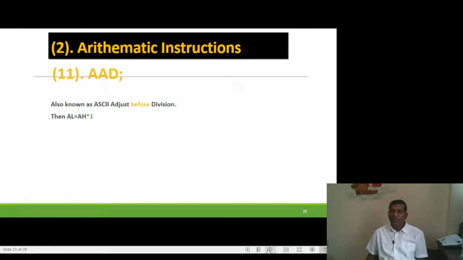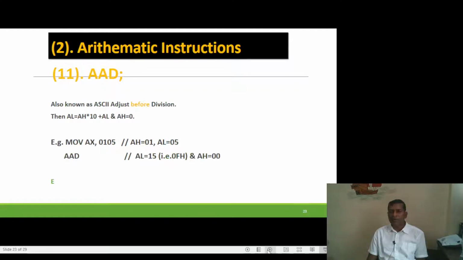Next is the AAD instruction, ASCII adjust before division. This instruction is done before the division instruction. So AL is equal to AH multiplied by 10 plus AL. This is what the AAD instruction has to do. MOV AX, 0105: this 0105 is moved into AX, which will be divided. The AAD instruction will adjust it so that AL is equal to 15 and AH is equal to 00.